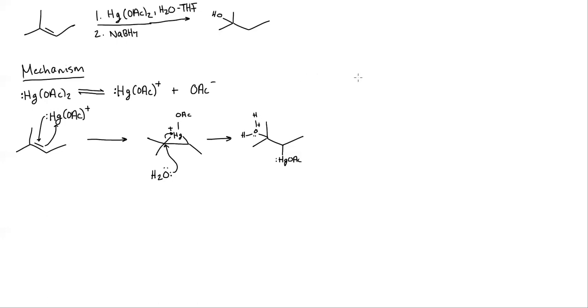So now the next thing that happens is that we take another water, and that water is going to come in and deprotonate what we just added. And then that gives us our alcohol, right? So now I have my alcohol, and I also have H3O plus that I just formed, because that water just deprotonated. But I still have this issue of this HgOAc on there. So now I need to find a way to get this HgOAc off. Okay, so how do I get this off?